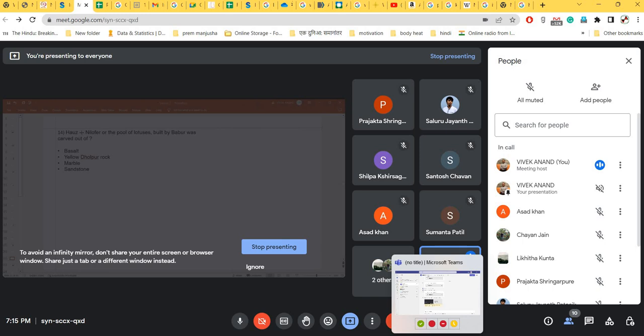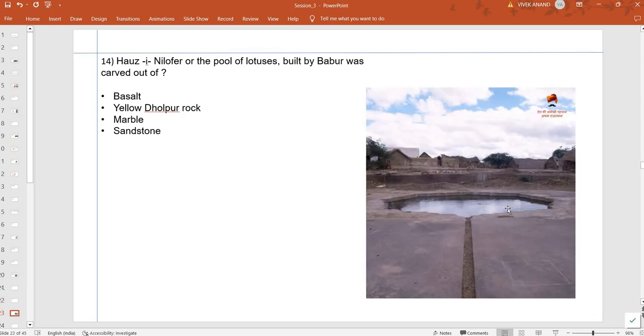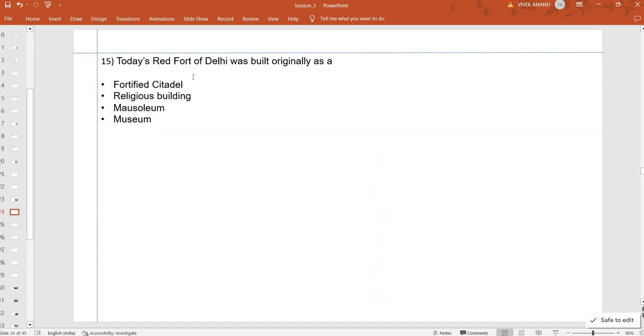Hauz-e-Nilofar was built at Dhalpur. In that region they used yellow rock to build that pool. Now it is in a very dilapidated situation. So the right answer is yellow Dhalpur rock. Let's move to the next question.